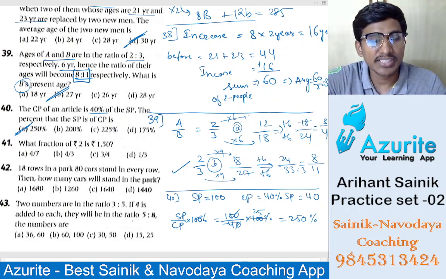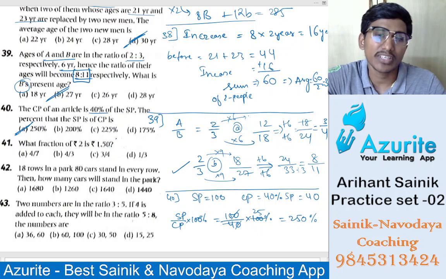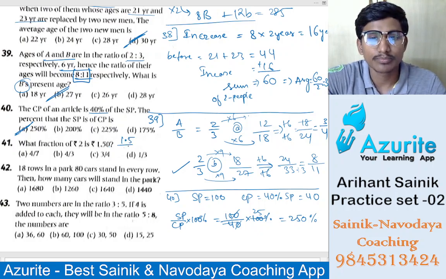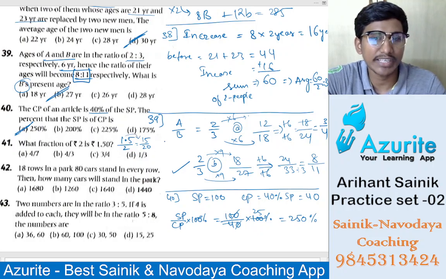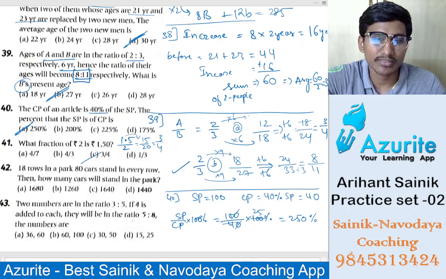What fraction of 2 is 1.5? So 1.5 divided by 2. It will be how much? 15 by 20. 1 decimal place cancels, so it becomes 20. So 5 3s are 15, 5 4s are 20, 3 by 4 is the answer.